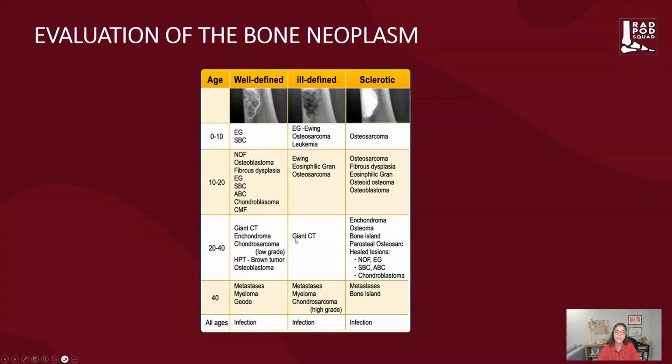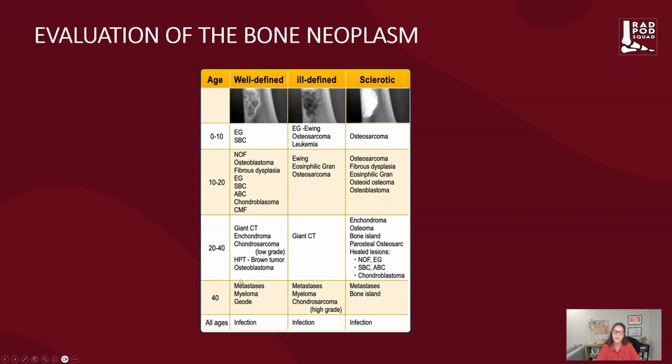Giant cell tumors might be ill-defined in this category, and sclerotic lesions may be enchondromas, osteomas, bone islands, parosteal osteosarcomas. Healed lesions such as non-ossifying fibromas, eosinophilic granuloma, simple bone cysts, ABC, and chondroblastoma.